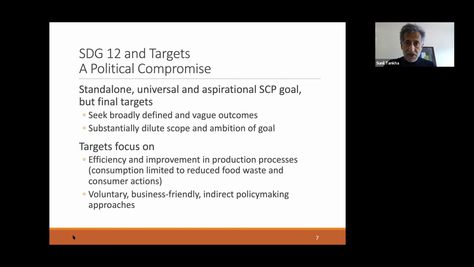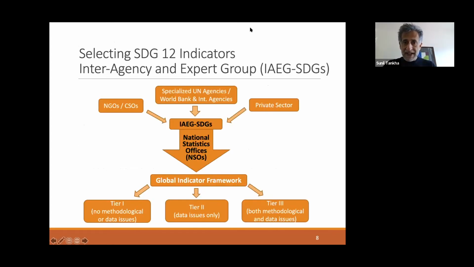I'm going to turn it over to Amod now, who's going to go a little more into the detail of how the targets and indicators were set, because that really gives you a clear idea of how this was eventually operationalized. So Amod, take over the screen, please.